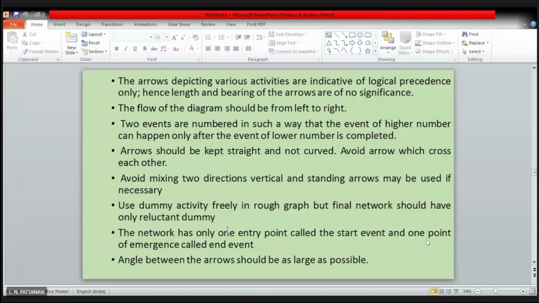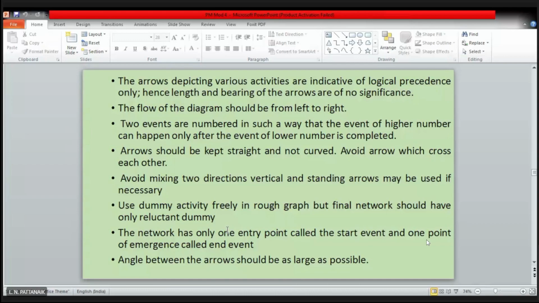You also have to avoid vertical arrows. You cannot use vertical arrows. Vertical, right? I hope you got it. It should not be vertical. It should be inclined and towards the right.